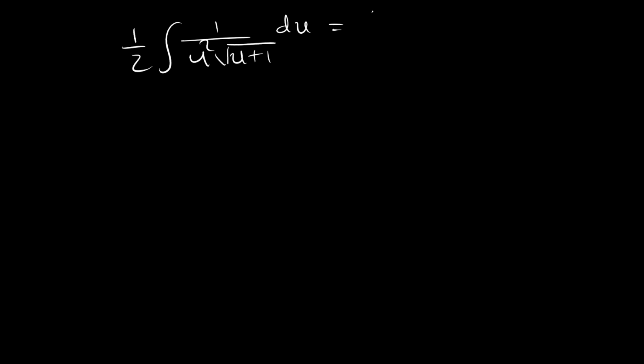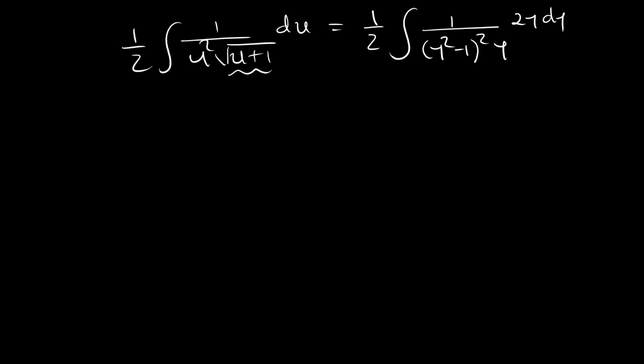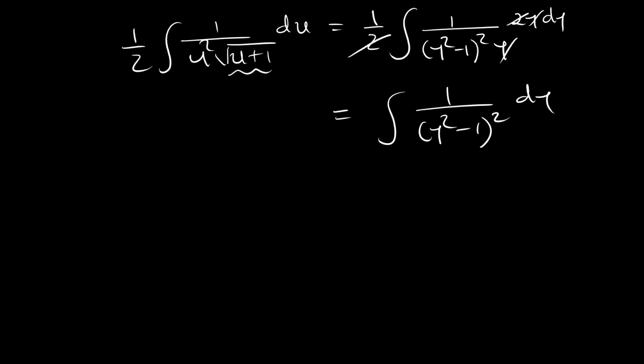can now be re-expressed as half integral of 1 over y squared minus 1 squared, and the square root is obviously y, and here we have 2y dy. So this and that goes, that and that goes. So our problem reduces to the integral of 1 over y squared minus 1 squared. Okay, so this is actually fun from here onwards.